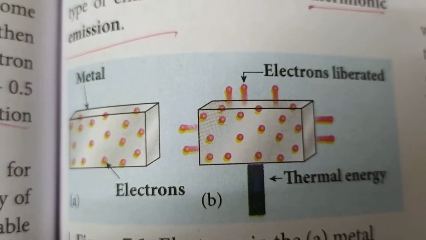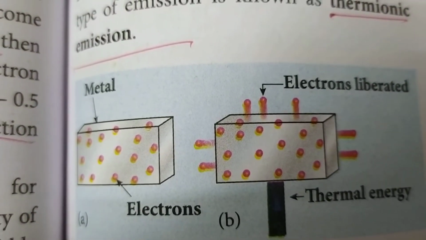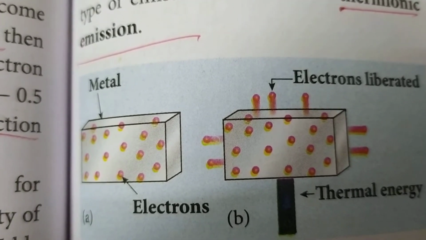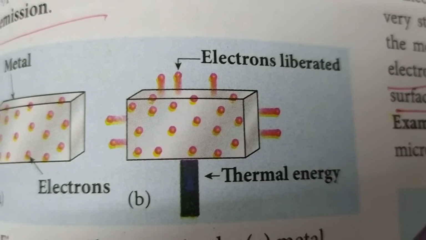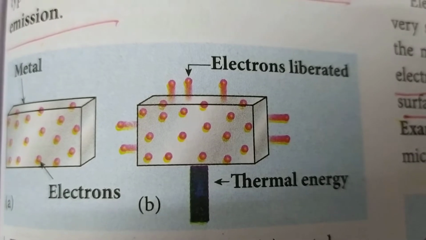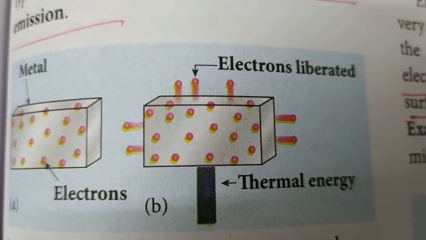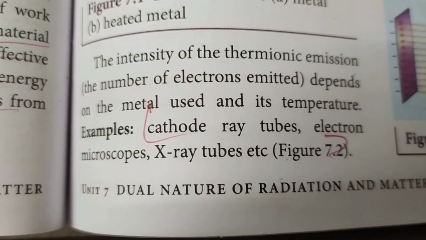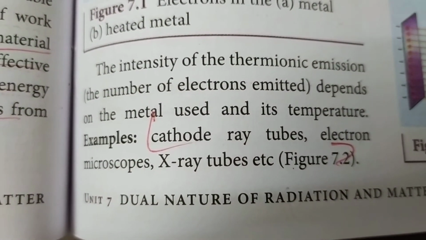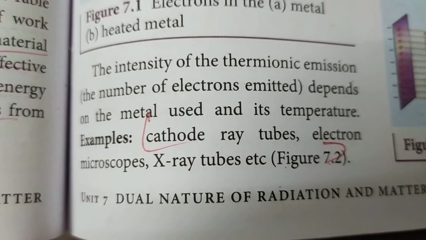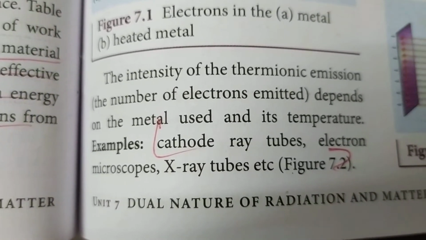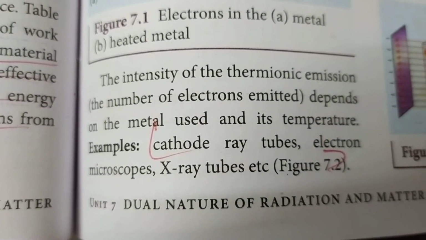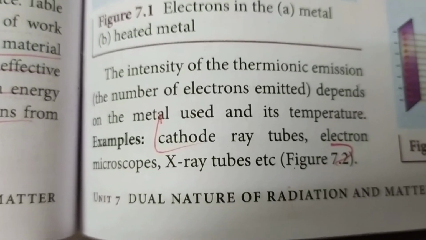In the first diagram, the electrons are bound to the nucleus of the metal, whereas in the second diagram we are giving some thermal energy, so the electrons gain the energy and they are liberated. This is the second diagram. And here the examples are cathode ray tubes, electron microscope, X-ray tubes. These devices use thermionic emission for the emission of electrons.